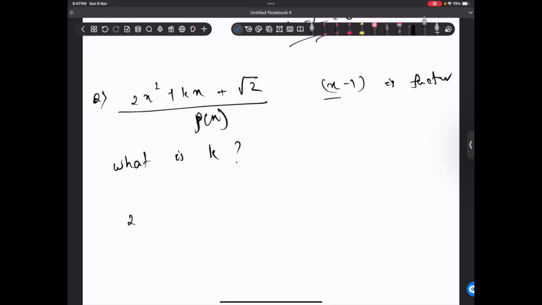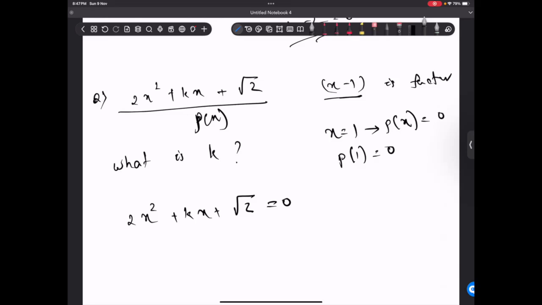Now, for this to happen, if this is a factor, then for x equal to 1, p of x should be 0, which means p of 1 will be 0. Remember this, what I'm trying to say here can be a little confusing. If x equal to 1, p of x equal to 0, which means p of 1 equal to 0 because we are substituting the value of x. So now 2x square plus kx plus root 2 will be 0 at x equal to 1. This is the condition.